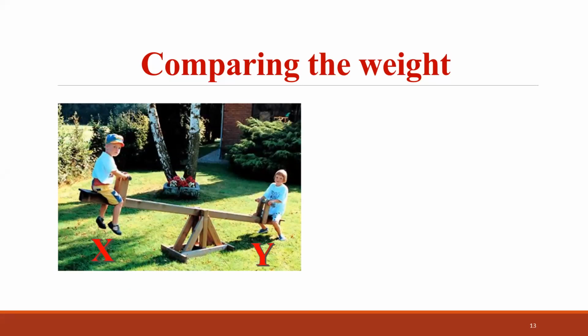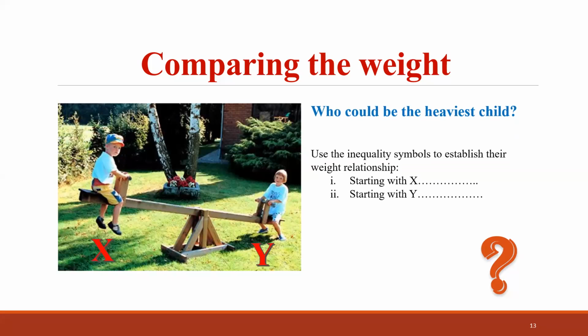Now you have this guy X and this friend of his Y. The question is, who would be the heaviest child? Yes, I've seen some hands. Yes, Jerry, go on. Y is heavier than X. Why do you think Y is heavier? Because X is up, then Y is down, so automatically Y is heavier. It means when I'm down, I'm heavier than the other one up. Okay, thanks for your contribution. Farida's hand is up. Yes.